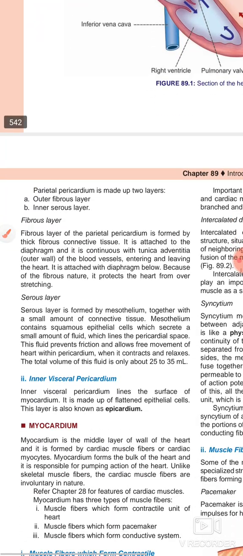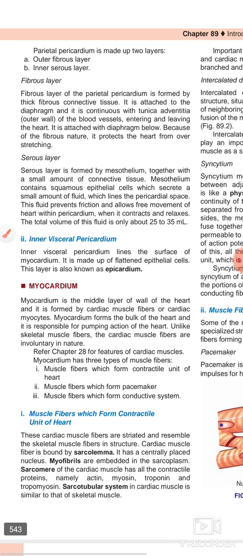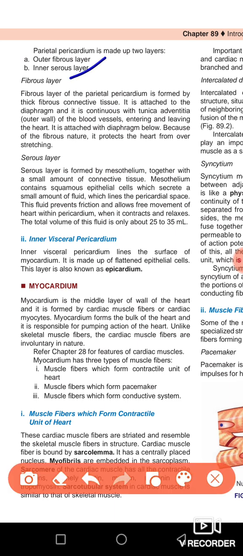So now there is again a division of the outer parietal layer, and it is again made up of two layers, which are the fibrous layer and the serous layer. So you know very well that the fibrous layer is composed of fibers, and the serous layer is composed of connective tissues, and it also contains a fluid which prevents friction. The total volume of this fluid is about 25 to 35 ml.